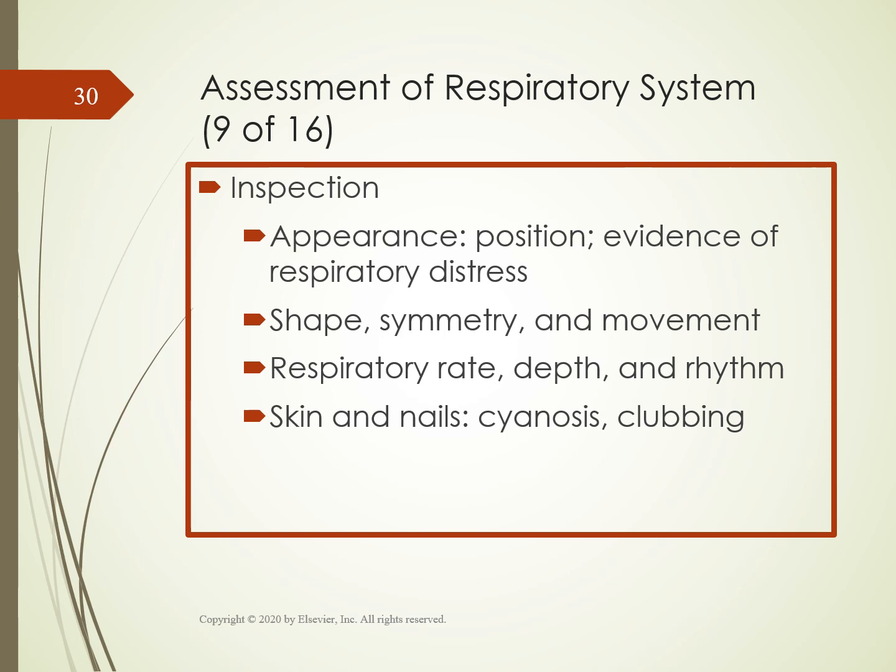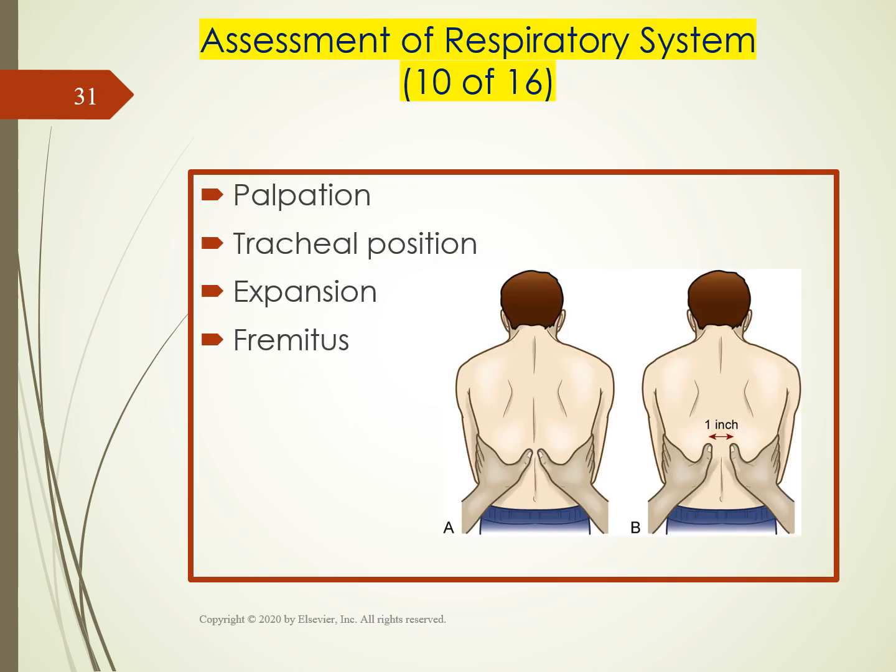Respiratory rate, we look at how fast they're breathing, how deep, and if they're having any difficulty. We check their skin and nails. Is there any cyanosis? Is there any clubbing of the nails? Here again is the palpation. It talks about the tracheal position again. You put your hands on their back and you can feel as they are breathing in, breathing out. You want to put your thumbs next to one another. And as they're breathing, you will see that it's typically about 1 inch between your thumbs.